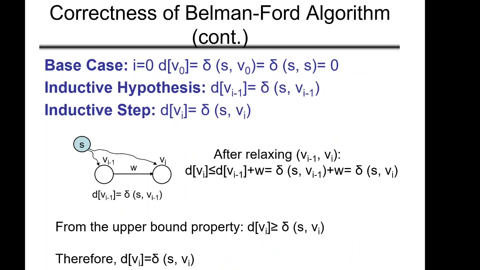Now let's assume the base case. In the base case i is 0. What is V0? V0 is actually S, and the distance from S to S is 0. So this will become our base case.